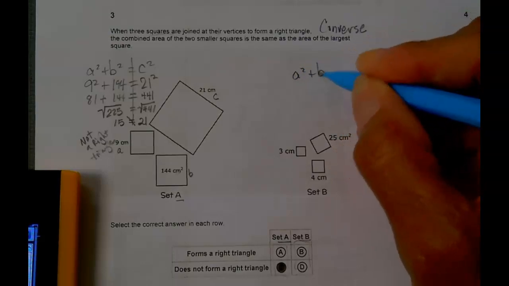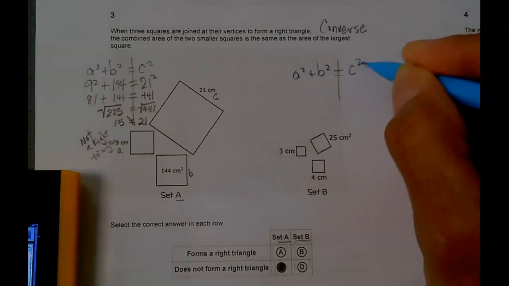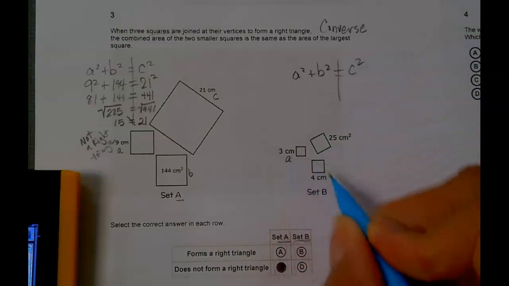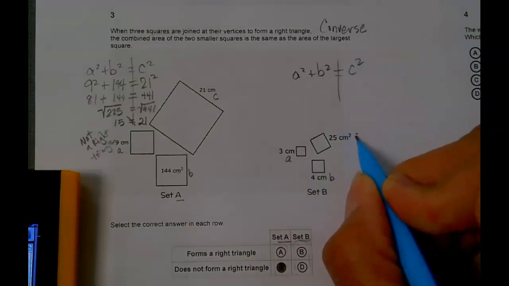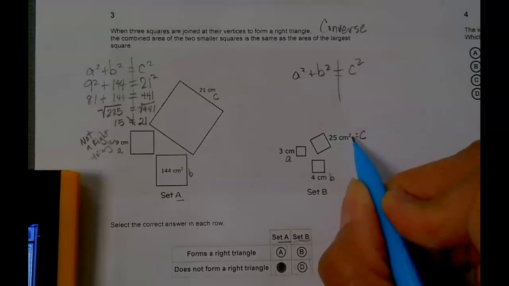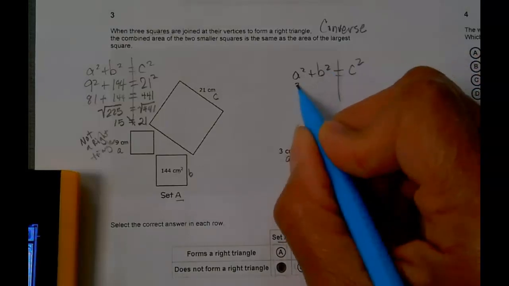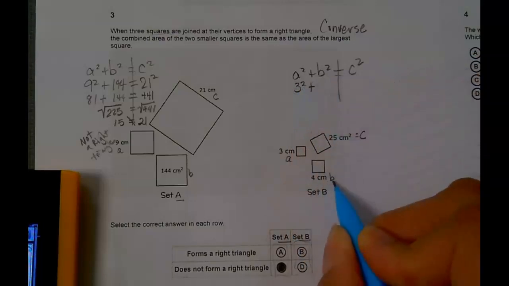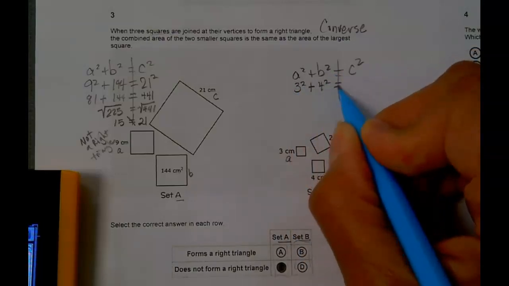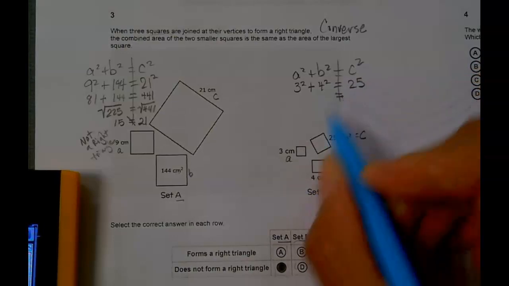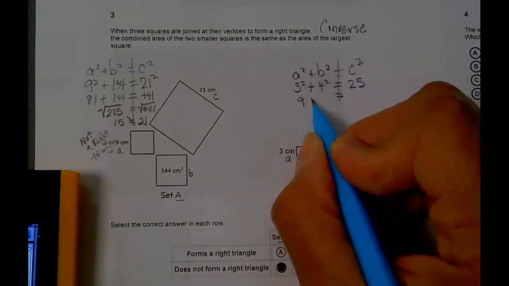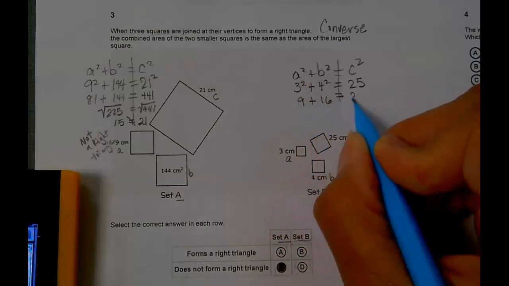A squared plus B squared equals C squared. And I'm just going to label the two smaller ones, A and B, which are my legs, and the biggest one is my C. And if you notice, anytime it has that square, it has already been completed. So then I'm just going to plug in 3 squared. B is 4 squared. And this has already been completed.